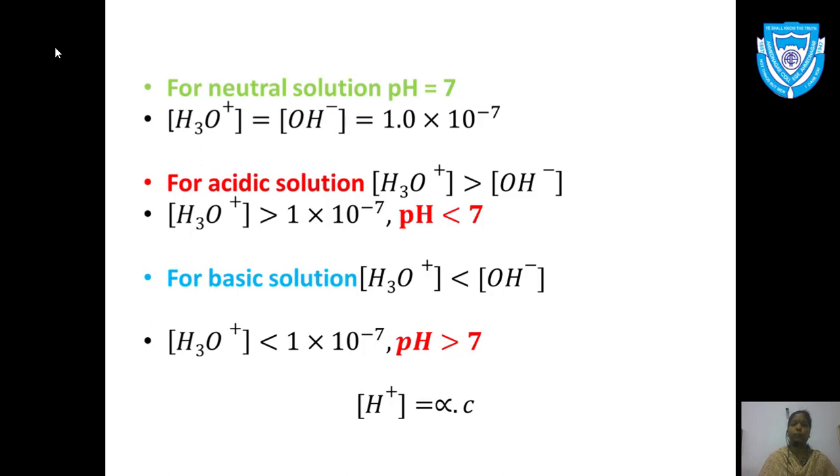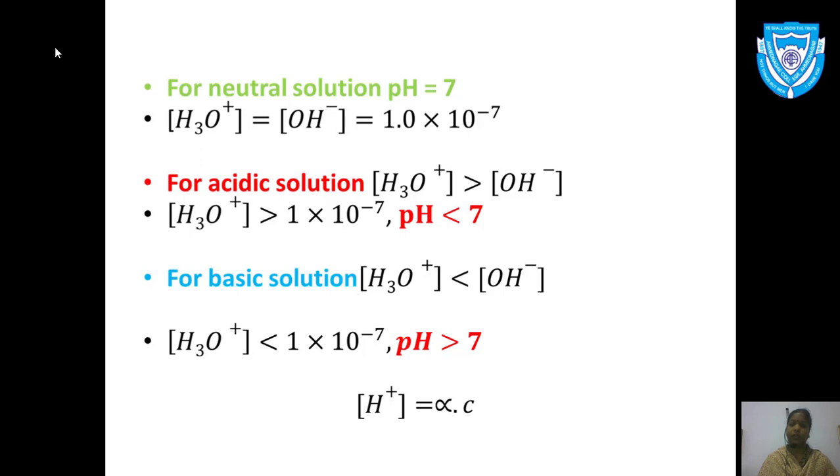Then we go for the basicity of the solution. So for basic solution, the H3O plus ion concentration is less and the OH minus ion concentration is more. So H3O plus ion concentration is less than 10 raised to minus 7. So what does it mean by less than 10 raised to minus 7? Less than means it could be 10 raised to minus 8. It could be 10 raised to minus 9. So this way, the pH becomes 8 or pH becomes 9.